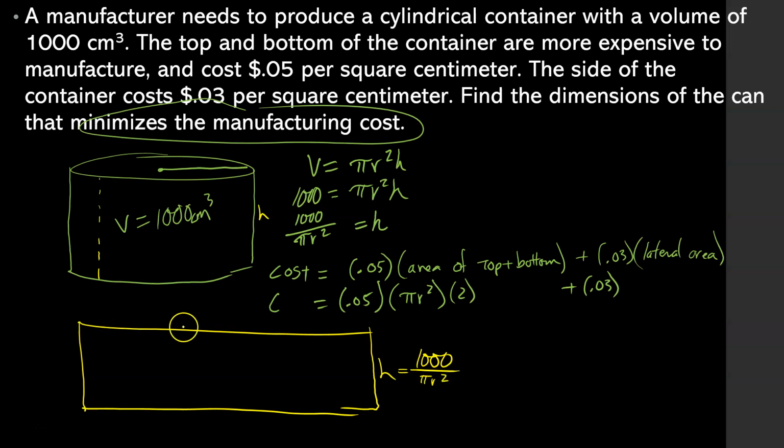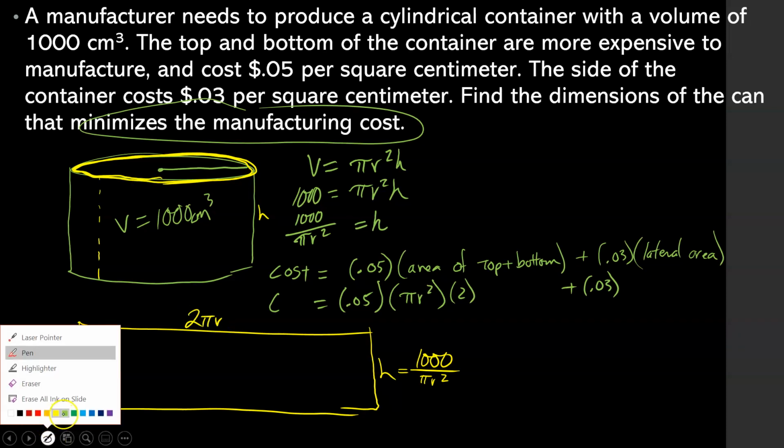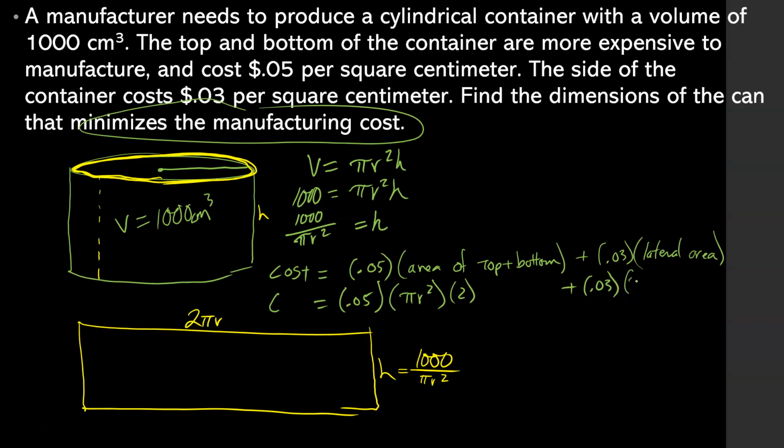The question is, what's the length of the rectangle? Well, the length of the rectangle is actually the circumference of this top. And so the circumference of a circle is 2 pi times the radius. So this is going to be 2 pi times the radius times 1,000 over pi r squared.